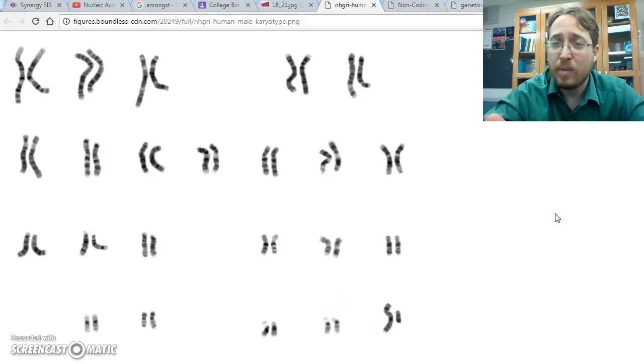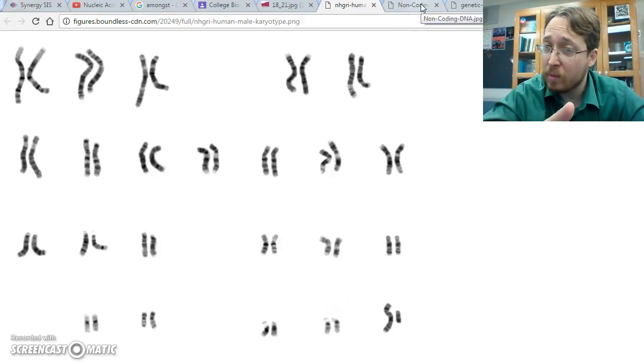This number changes from species to species. So different organisms will have different numbers of chromosomes. For instance, fruit flies have 8, pineapples have 50. We've got 46. And all of our cells have the same 46 chromosomes, and on those chromosomes are our 20,000 genes.